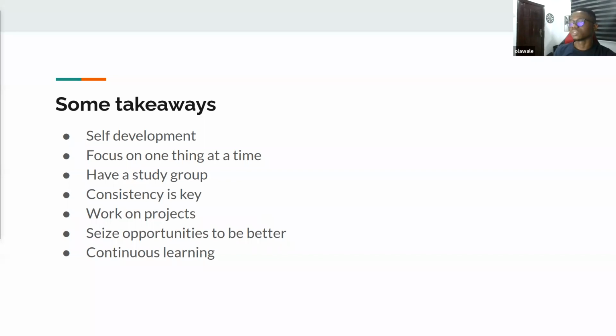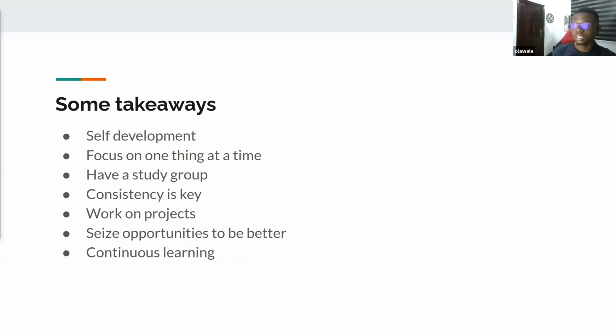Another thing is to have a study group. I think at each point in my journey, when I always had a study group was when things were really going. That was when I was really learning a lot because having a study group helps you with accountability, and also you're able to learn from what every other person is learning.